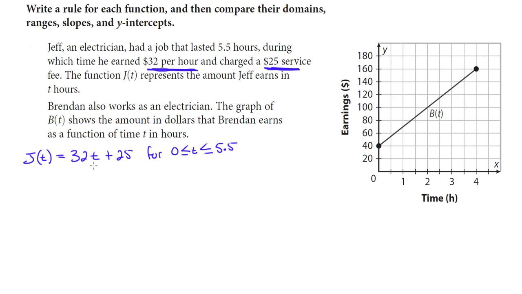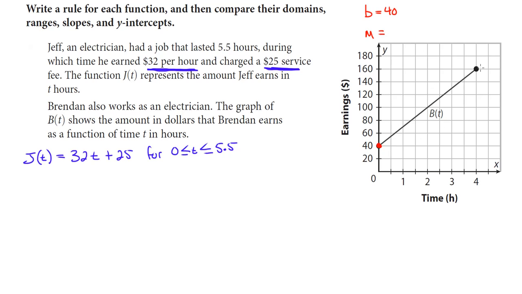Now let's go ahead and write the function rule for Brendan. So looking at the graph, we see the y-intercept is 40. So that tells us that Brendan's service fee was probably $40. And we see that the highest value here is 160 in 4 hours. So we have our y-intercept. Our y-intercept is 40. And now we need our slope.